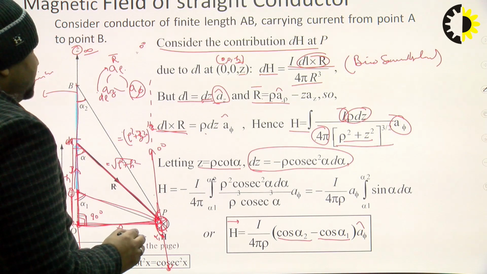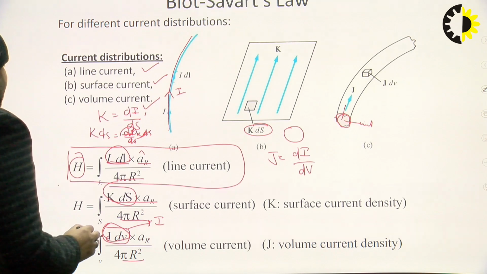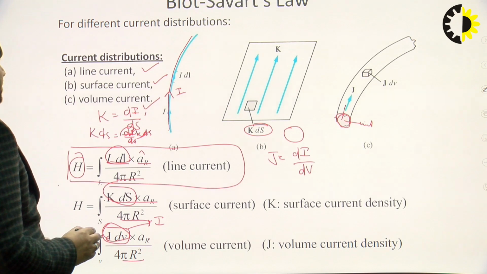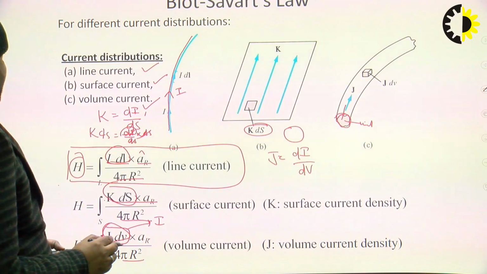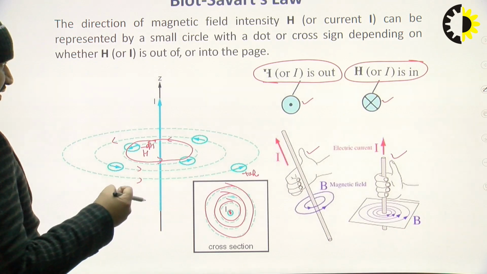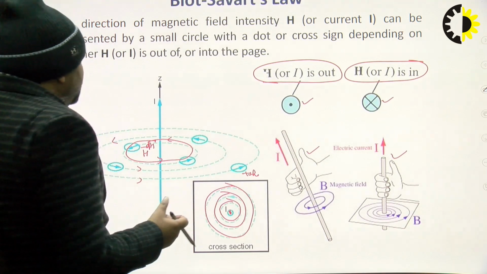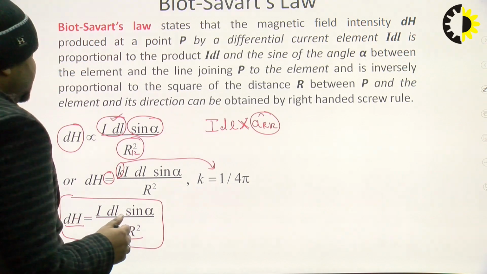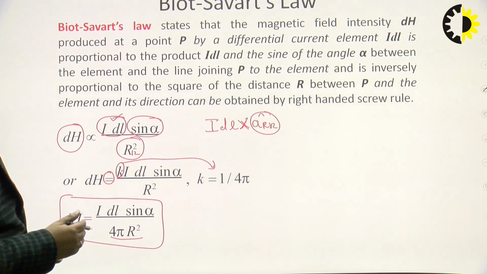We discussed the meaning of this, and the different current distributions, and we find the Biot-Savart law in different current distribution systems, that is line current distribution, surface current distribution, and volume current distribution. We find how we calculate the direction of magnetic field intensity by using the right hand thumb rule or screw rule. And this is the Biot-Savart law. What is the definition of Biot-Savart law? We discussed it, and the parameters on which the magnetic field intensity of that particular system depends.